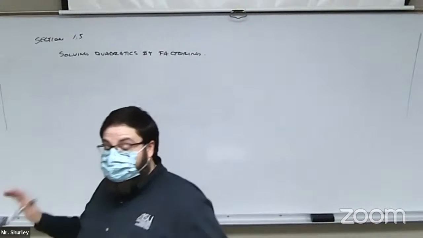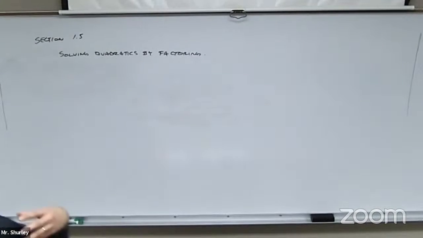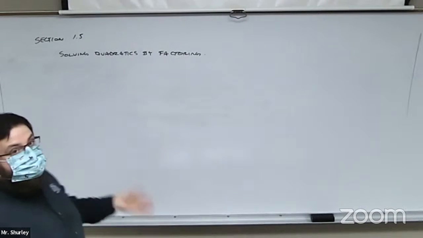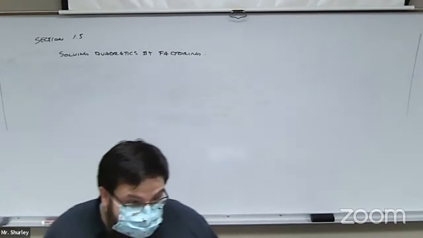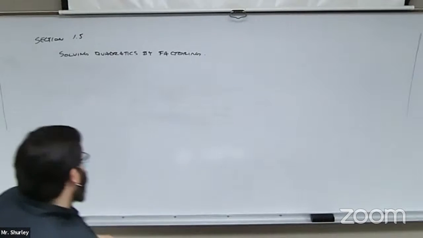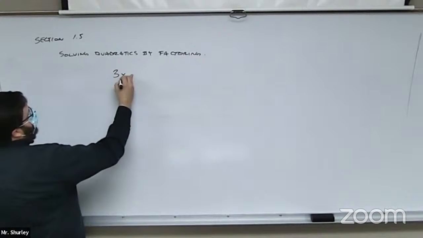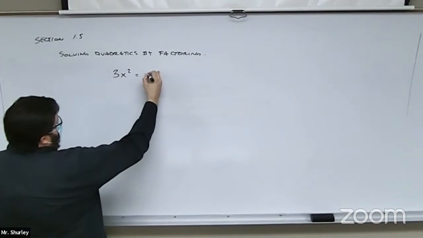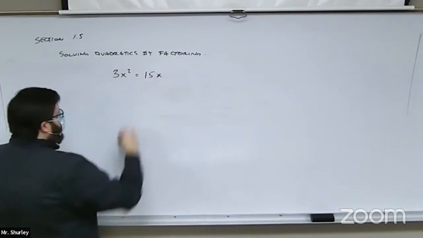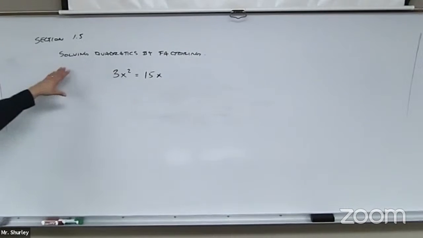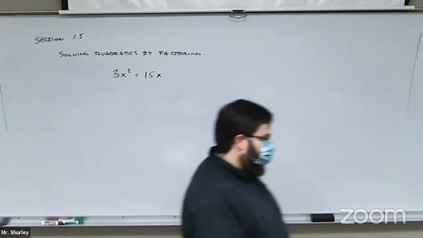So I'm going to do a very, very basic one first, and then we'll just build on it. I teach this with examples because it is a review. So let's look at a basic example. Let's say we've got 3x squared equals 15x. And we're going to solve this one by factoring.